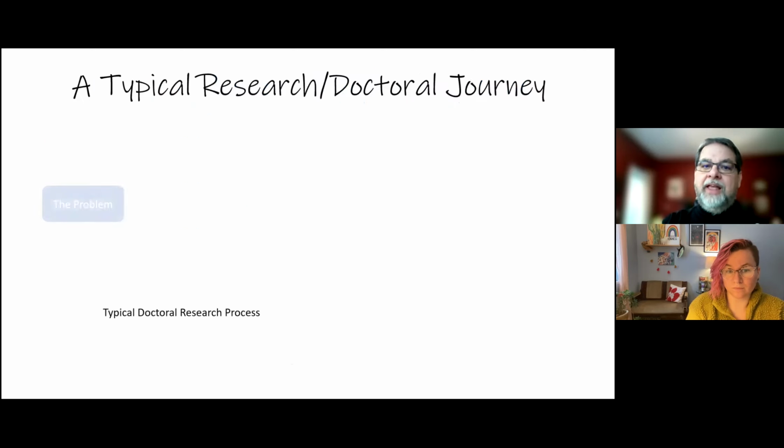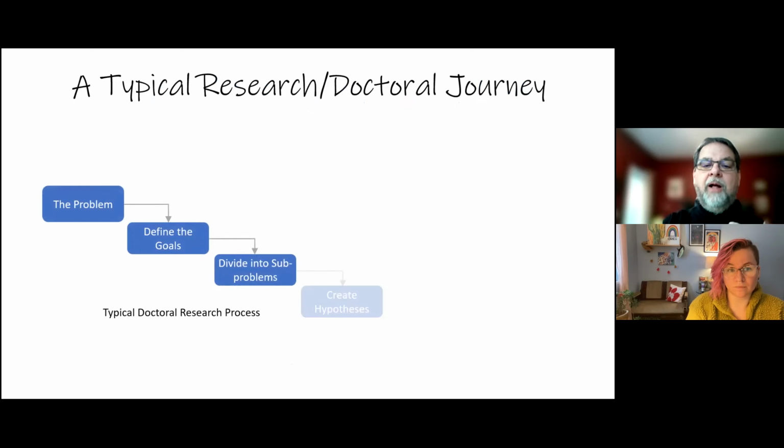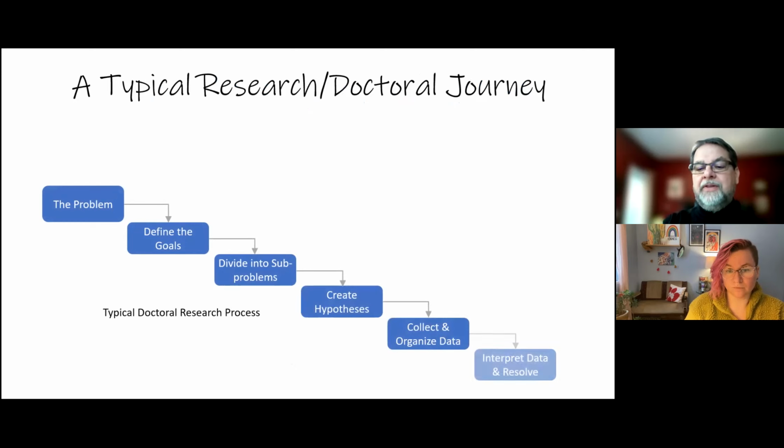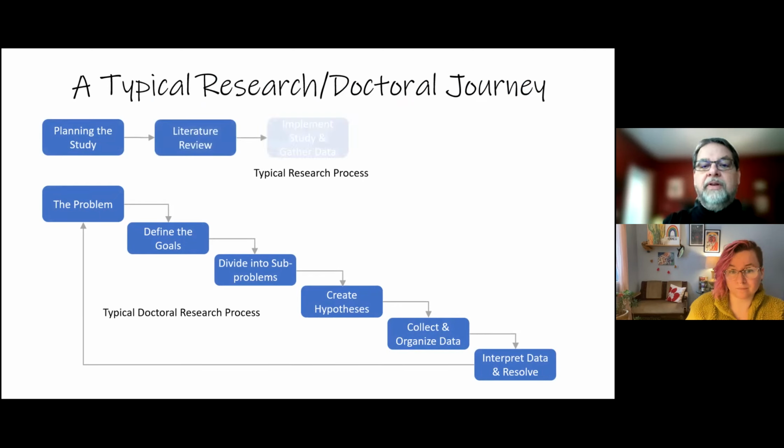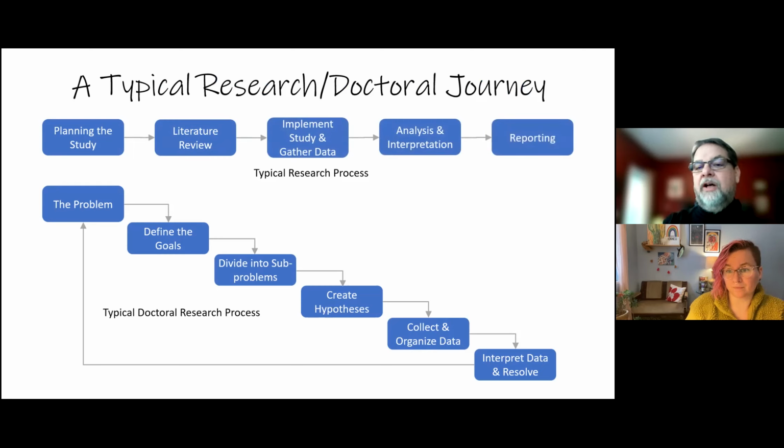Now, applying that to a doctoral research process, where we have the problem, the goals, subproblems, hypotheses, organizing data, interpreting that data, and trying to resolve against the problem statement. Remember, there's a lot of learning going on here, and so it looks a lot like waterfall. The planning, the study, literature review, you've seen all this before, implement, study, gather data, analysis, interpretation, and reporting. And this also can be a waterfall type process.